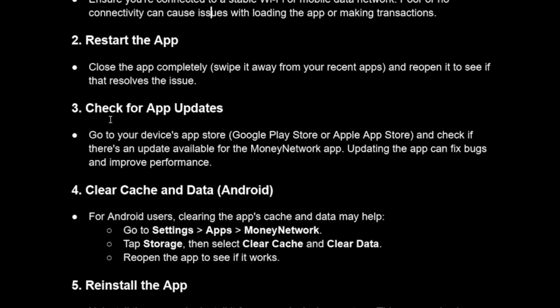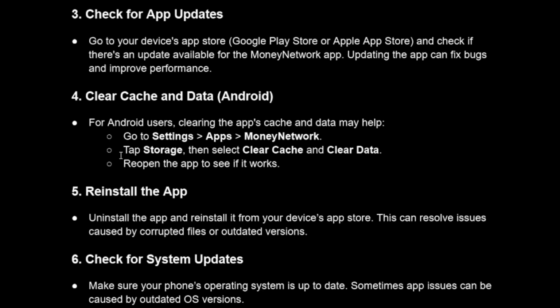Next one, we're going to have to check for app updates. To do this, you can go ahead to your App Store or Apple App Store and check if there's an update available for the Moneynetwork app. The next step is to clear cache and data. You can do this by going to the settings, apps, Moneynetwork, tap storage, or you can see a clear cache option. So go ahead and do that.